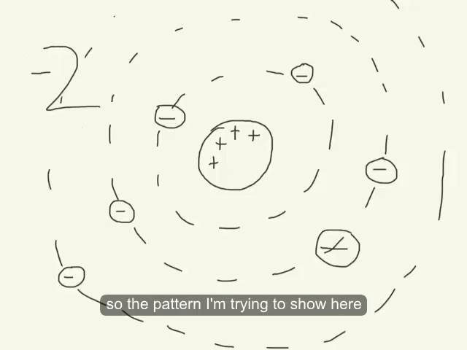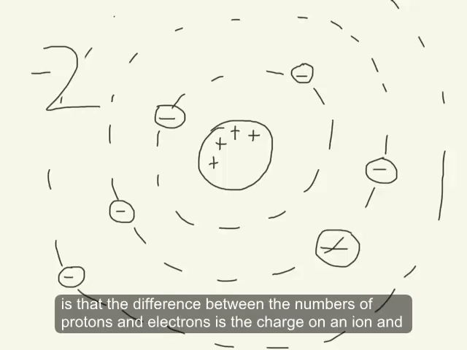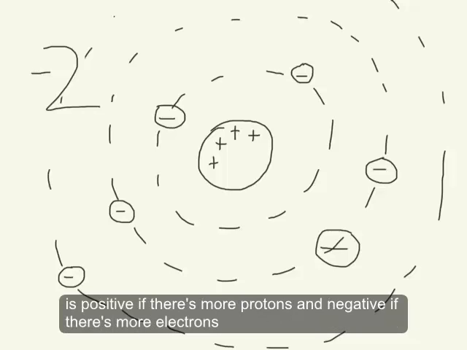So the pattern I'm trying to show here is that the difference between the numbers of protons and electrons is the charge on an ion. And it's positive if there's more protons and negative if there's more electrons.